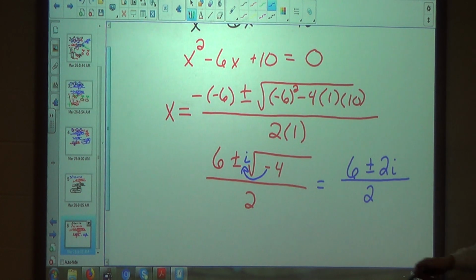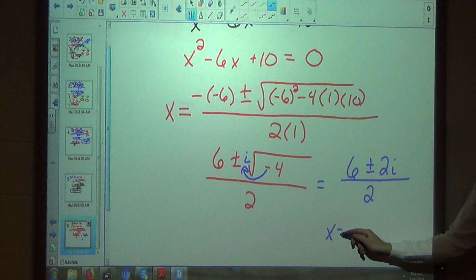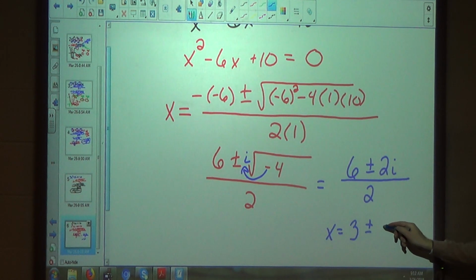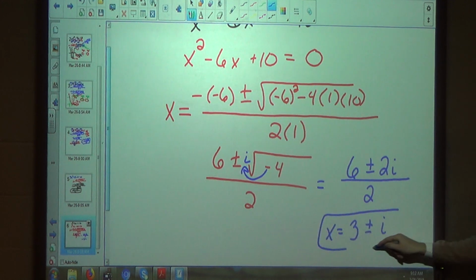So what would my final answer be on a problem like this? 3 plus or minus I. If you wanted to put a 1i, you could. You don't need to, though. Okay, and I always have the real number first, and then I have the imaginary number second.